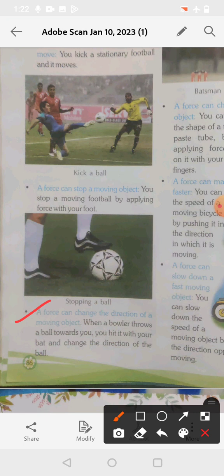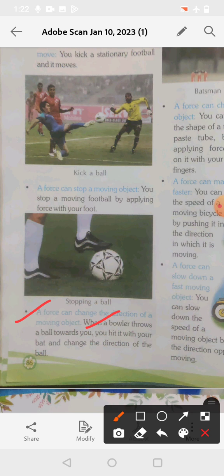If any object is moving in a direction, that can also be changed with the help of force. How? When a bowler throws a ball towards you, maybe you all have played this cricket game. A bowler means someone who is throwing the ball. So when a bowler throws a ball towards you, you hit it with your bat.